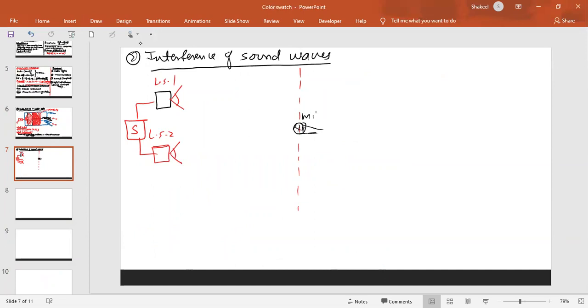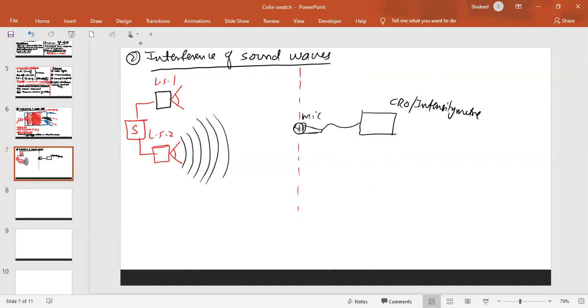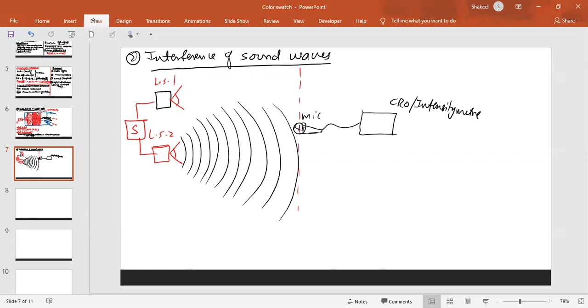Like this is a mic, and you have connected this microphone to a CRO or to an intensity meter. This will be used to observe the interference. So what will happen is both of these loudspeakers will produce sound waves, and these sound waves will be traveling forward. The other loudspeaker will also be producing the same wave because both are connected to the same source.